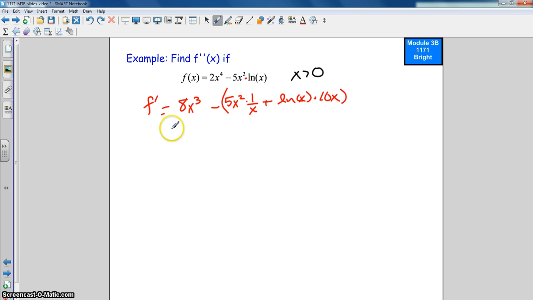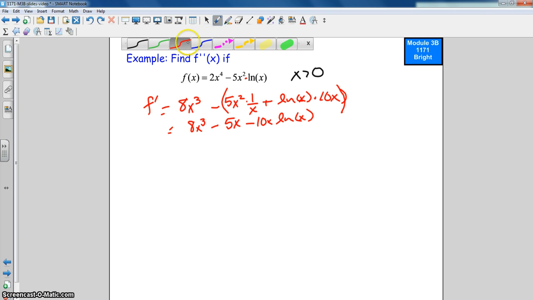Okay, and that's a big parentheses. I'm just going to simplify this one more step just so we don't have to worry about this later on. And so this will be minus 5x, and then a minus 10x natural log of x. Alright, so now the first derivative exists, and this is all continuous again on the domain of x greater than 0, so we can go ahead and differentiate it again and obtain the second derivative.